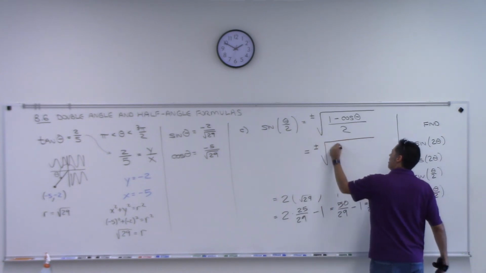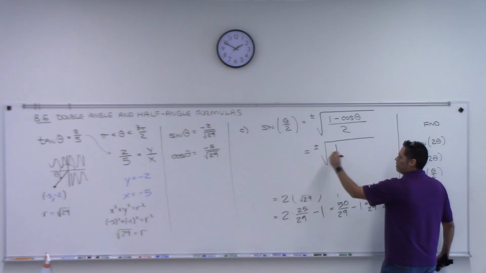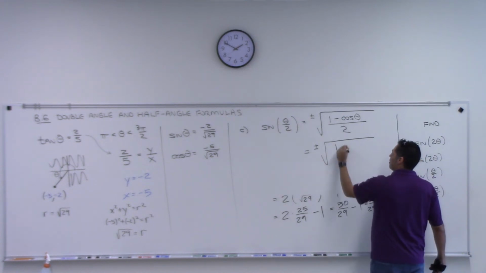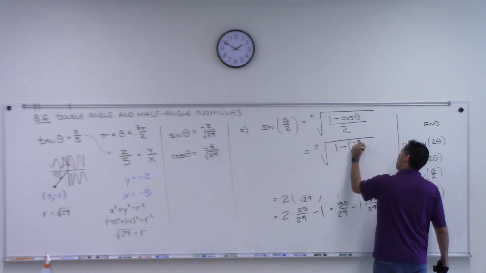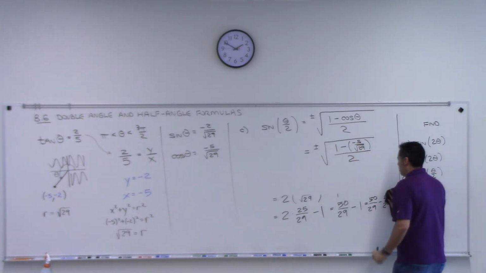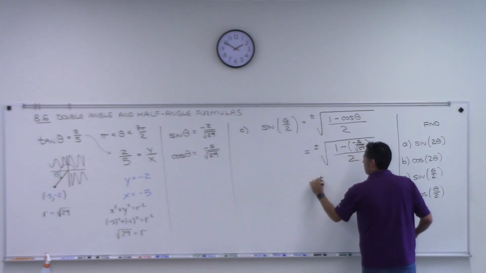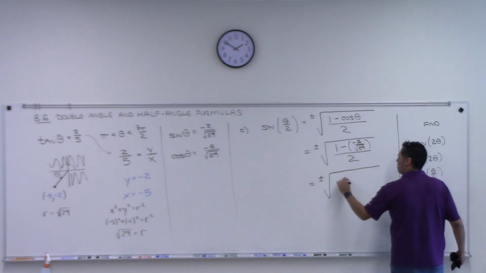Do we know cosine theta? Yes, what is it? Negative, right? But be careful, there's a minus here, right? So minus negative 5 over root 29, all over 2. So I do want you to clean that up, please, on the test, okay? Like, make that a plus sign at least.